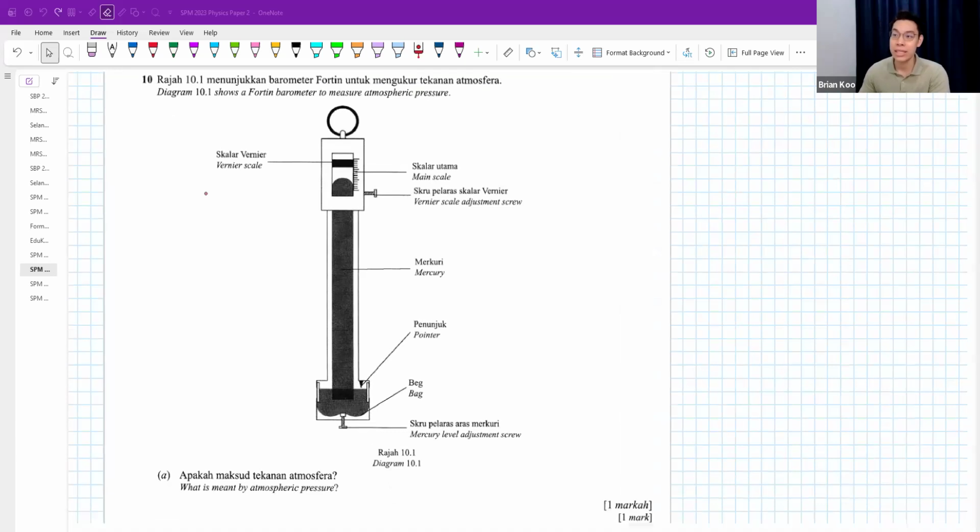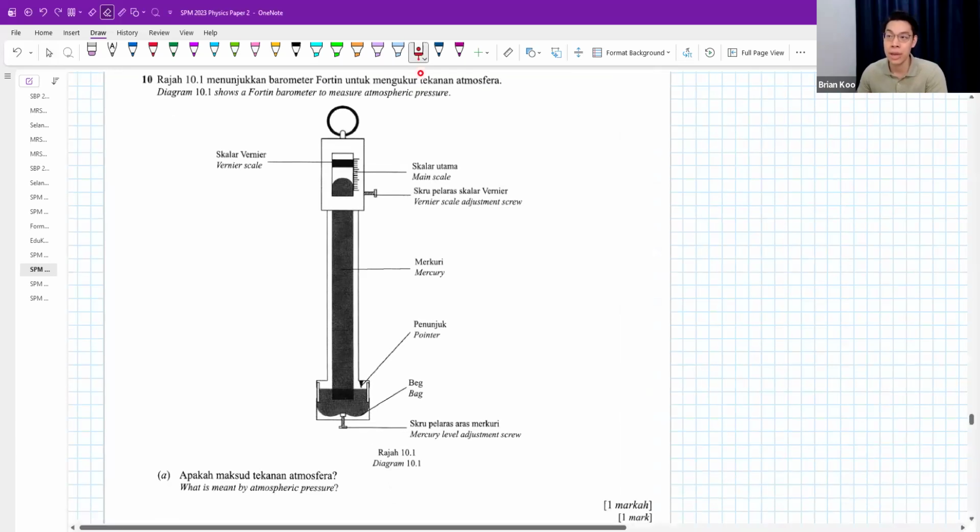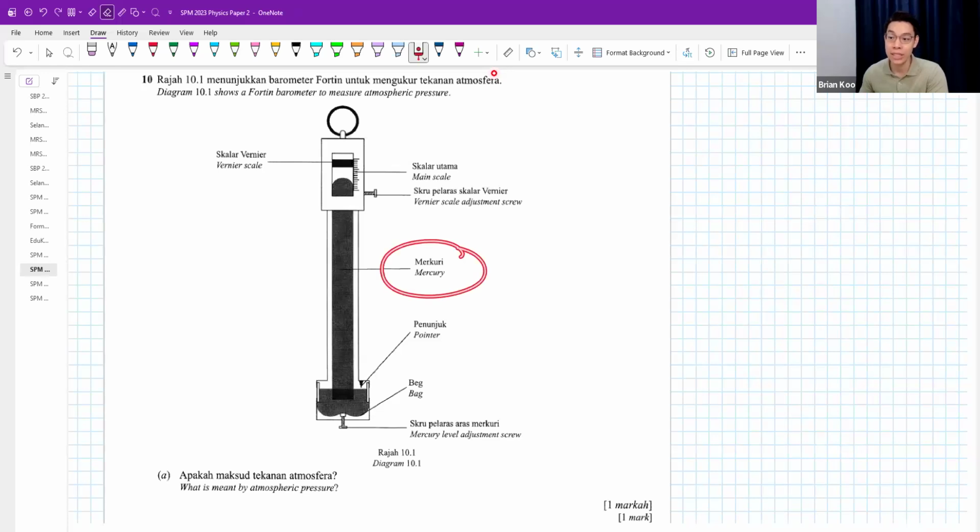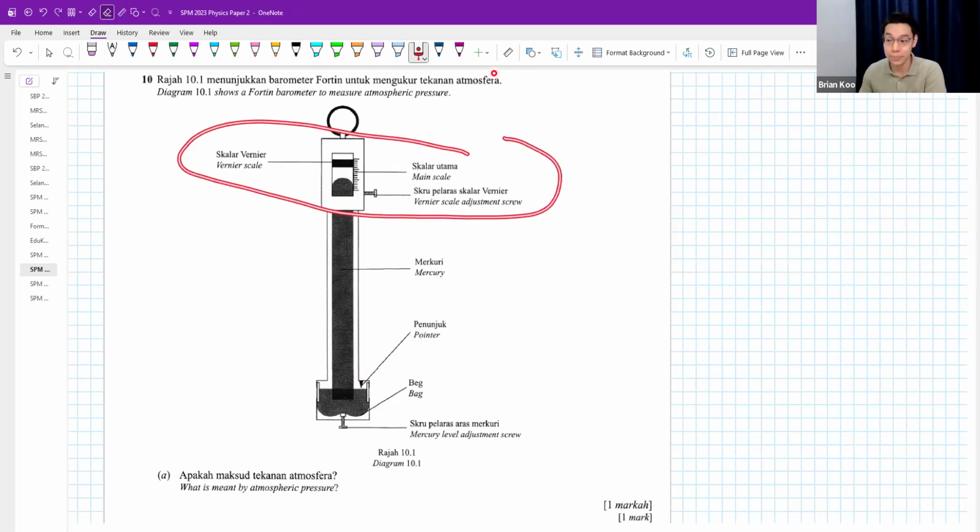Of course, we use it to measure atmospheric pressure, but it works exactly as a usual mercury barometer where you have mercury level inside. Atmosphere is going to act on the surface and push the mercury level up to a different value depending on how strong the atmospheric pressure is. If the atmospheric pressure is stronger, it's going to push it higher. If it's weaker, it's going to push it lower.